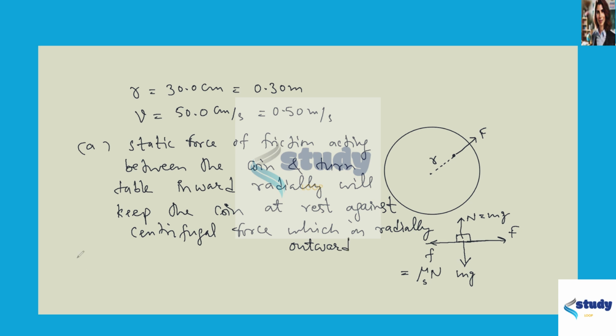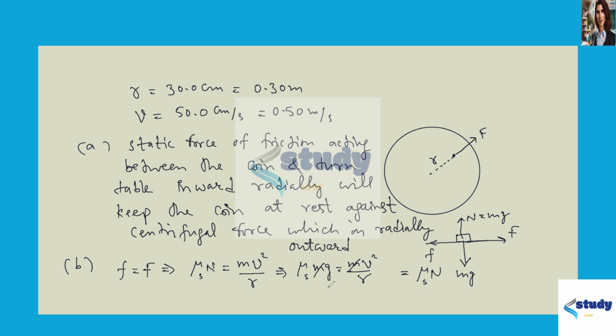Now, in the second part of the problem, we have to find the value of this coefficient of static friction. For that, this force of friction should be equal to centrifugal force, or we can say mu s into N should be equal to mv squared by r, or we can say mu s into mg should be equal to mv squared by r. Here m gets cancelled.